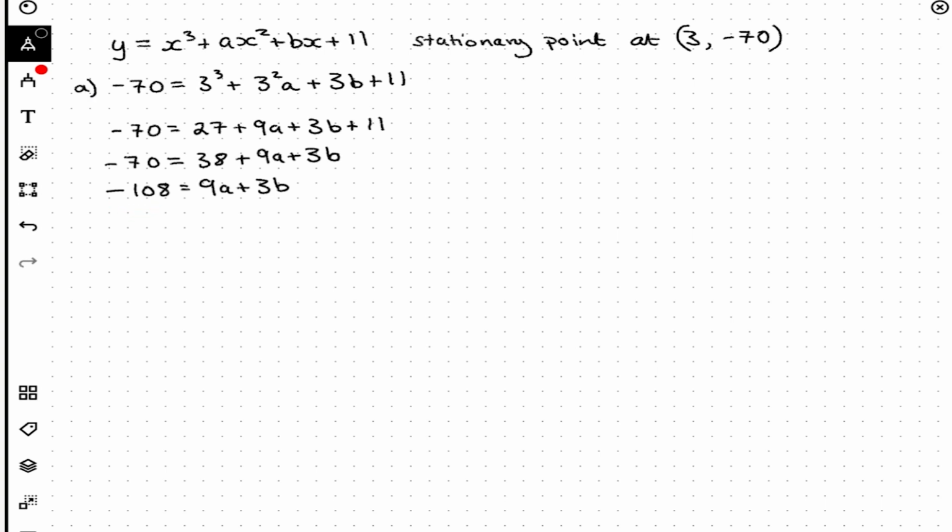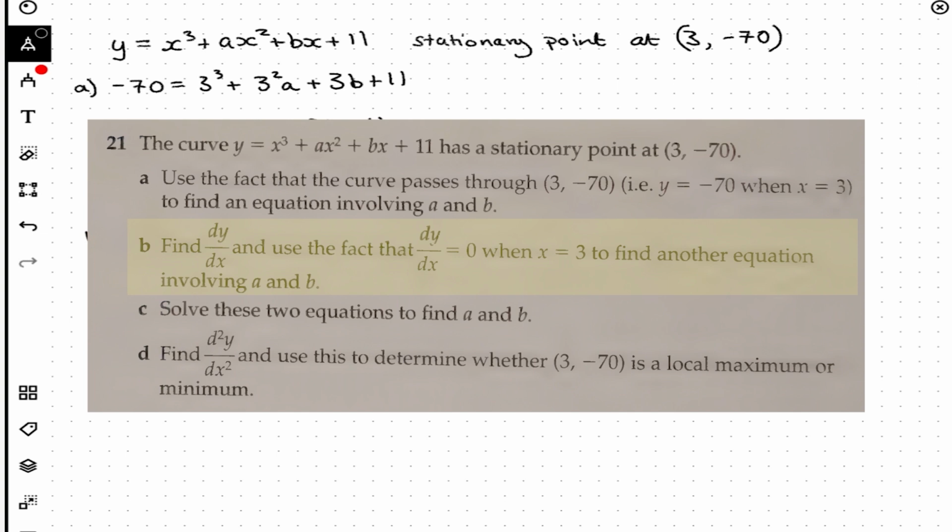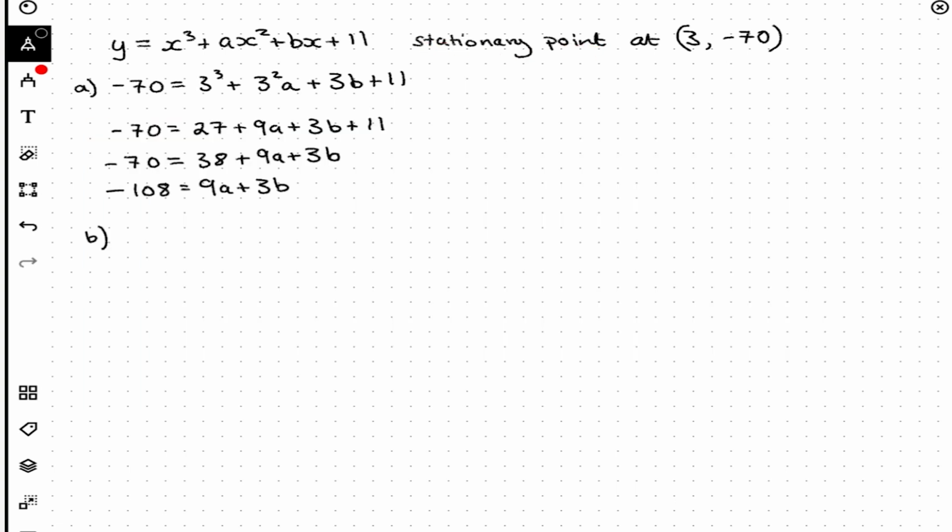The second part of the question asks us to use the fact that this is a stationary point. So in other words, the gradient at this point is 0, and the way to find the gradient is to find the derivative of this function. So we're going to find the gradient function. We're going to differentiate this function with respect to x. dy by dx will equal 3x squared. Remember, we take the power down and take 1 away from the power, plus 2ax plus b.